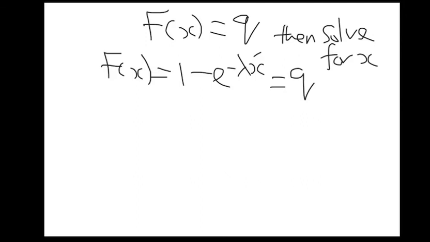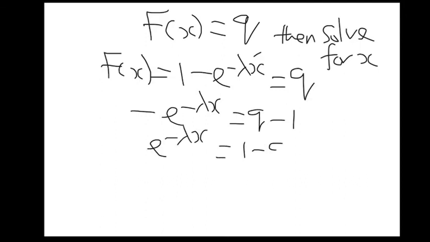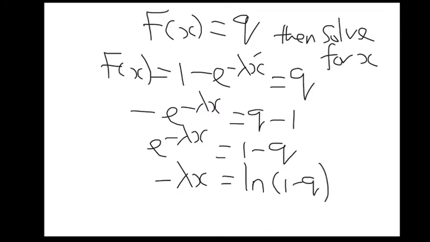So what I'm going to do now is solve for x. This is going to be minus exponential raised to that equals q minus 1. If I multiply both sides by minus, of course, I'm going to have this equal to 1 minus q, and minus lambda x will be ln, the log of exponential 1 minus q. So if you divide both sides by minus lambda, because I'm looking for x, I'm going to have minus 1 over lambda, the log of exponential 1 minus q.